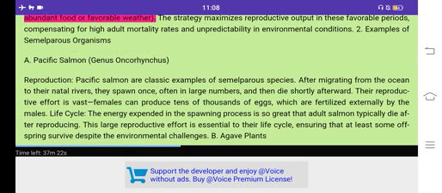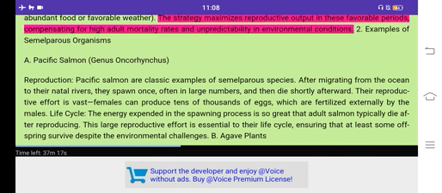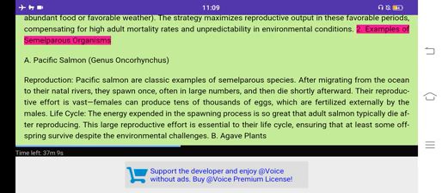Semelparity is often seen as a strategy to take advantage of short-term environmental opportunities, e.g., abundant food or favorable weather. The strategy maximizes reproductive output in these favorable periods, compensating for high adult mortality rates and unpredictability in environmental conditions. 2. Examples of semelparous organisms.